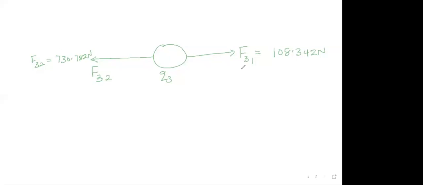Now I'm going to look at the resultant. When you look at F31 and F32, who is pulling the other? F32 is 730 and this one is 108, so F32 is bigger. Now I'm going to find my net force. The net force is like the total force acting on Q3. So this one being bigger, I'm going to say F32 minus F31. So I'll end up with F32, which is 730.782 minus 108.342. So members, what do you get?